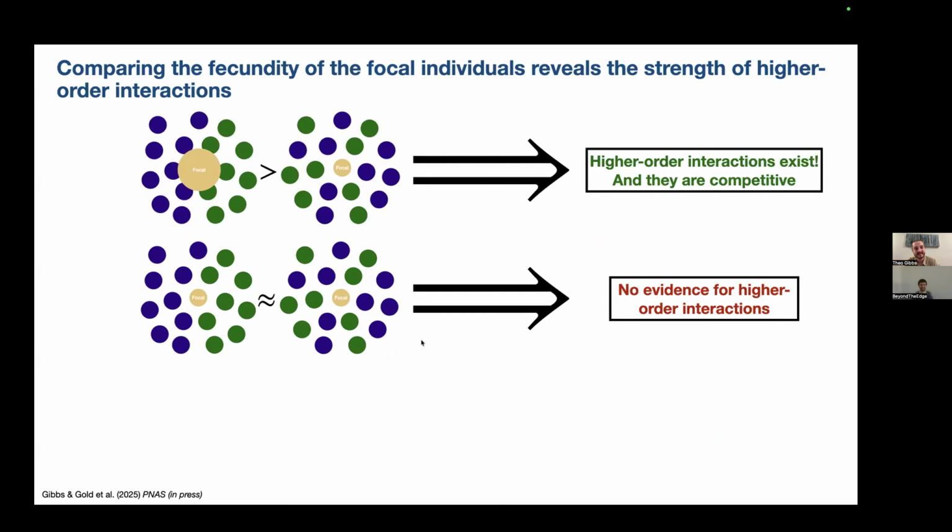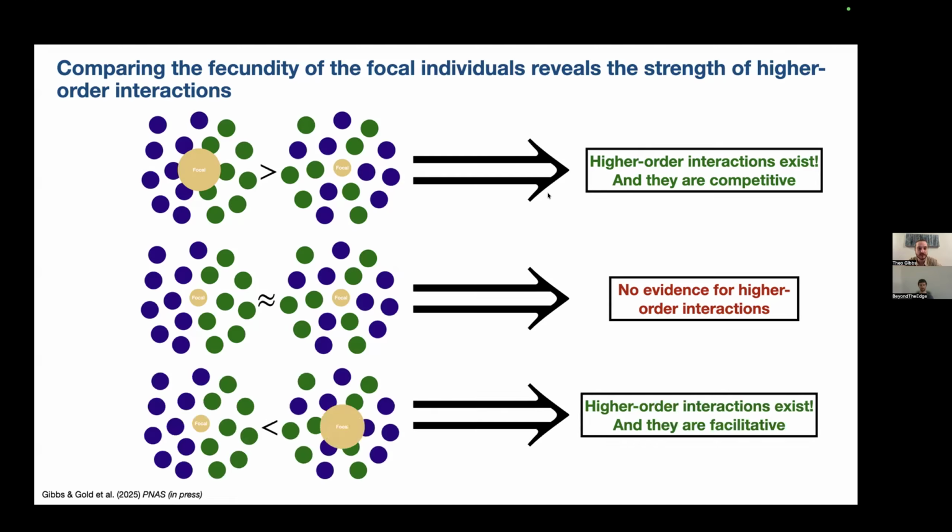Alternatively, we could see that the focal plants produce more seeds in clustered relative to mixed environments. And this suggests that higher order interactions exist because there's some difference between the spatial arrangements, but also that they're competitive because when they're operating in the mixed treatments, the focal plants produce fewer seeds. And then, of course, there's the alternative, which is that they produce more seeds in the mixed relative to the clustered environments, which suggests that higher order interactions exist and are facilitative.